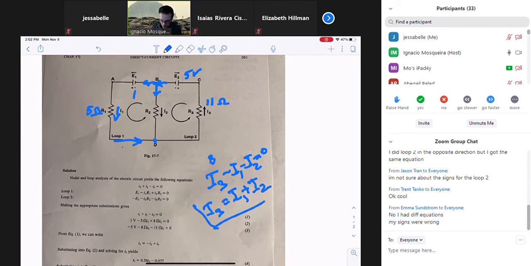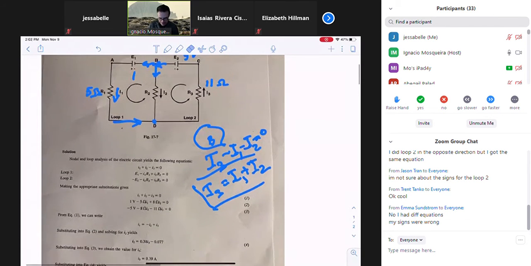And this is how Isaias wrote it up. Is that the same as he wrote? Yeah, absolutely. Yes, it is. Okay, so that's using junction B. Now we say, what if we had chosen junction D? Where would we get in trouble then? Because that would be different. Well, let's see if it's different.